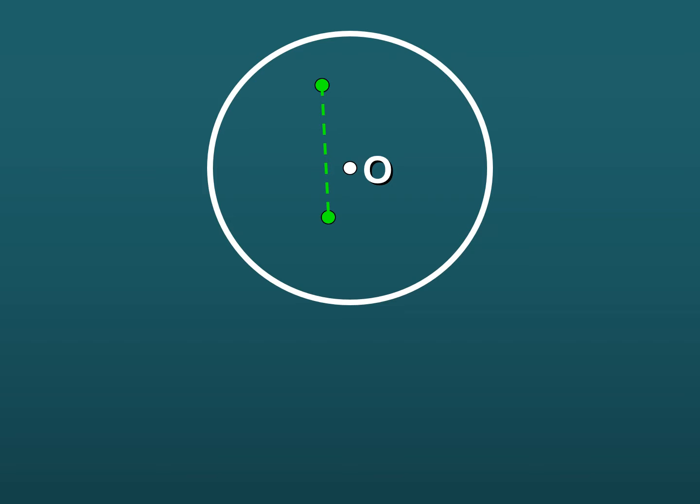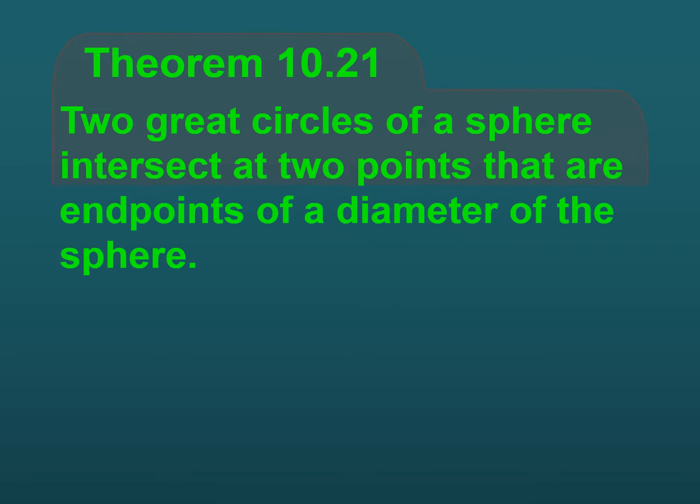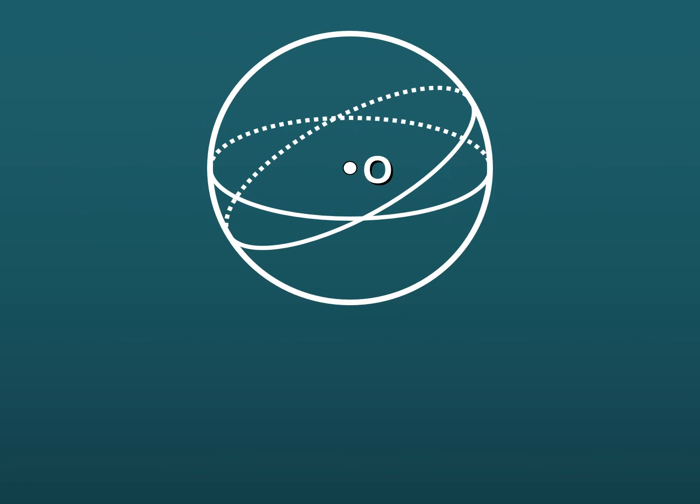So here are 2 points. They're both on circle O. Two great circles of the sphere intersect at 2 points that are endpoints of a diameter of the sphere. Again, because those great circles contain the center, those points right here all have to be on the diameter of the sphere.